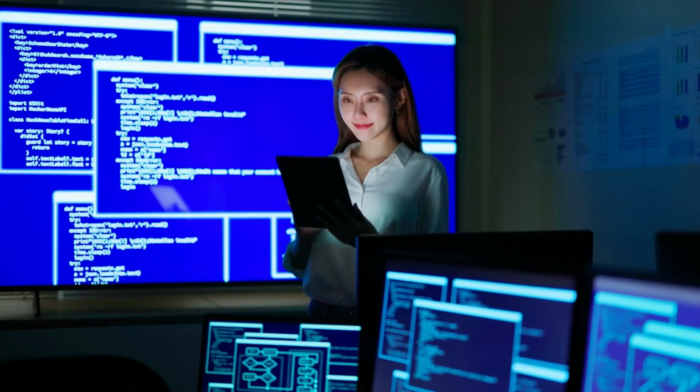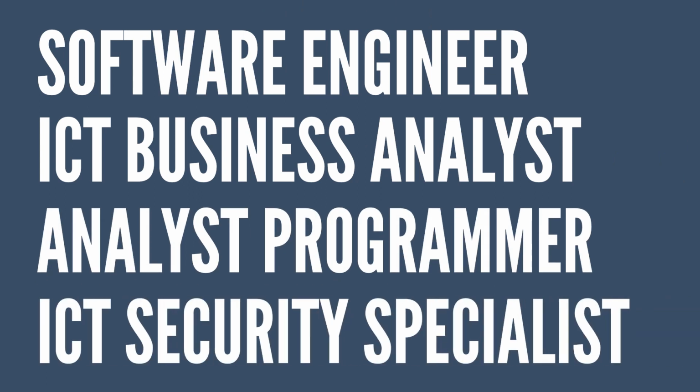But if you are someone who studied ICT or you're working in ICT and you want to migrate to Australia through these ICT occupations, then this is the skills assessing body that you will be looking at. So the ACS assesses occupations such as software engineer, ICT business analyst, analyst programmer, and ICT security specialist. That's just some examples. There's heaps of occupations that they actually assess. So let's talk about the different streams and the different requirements.